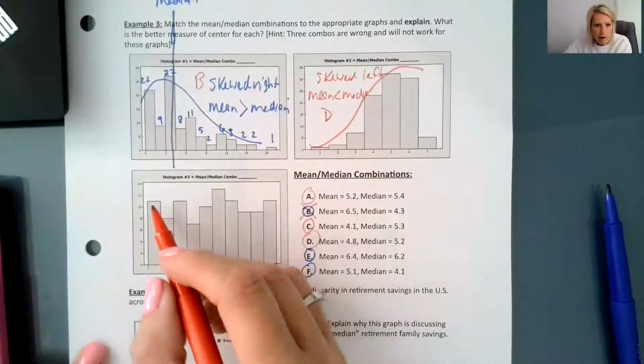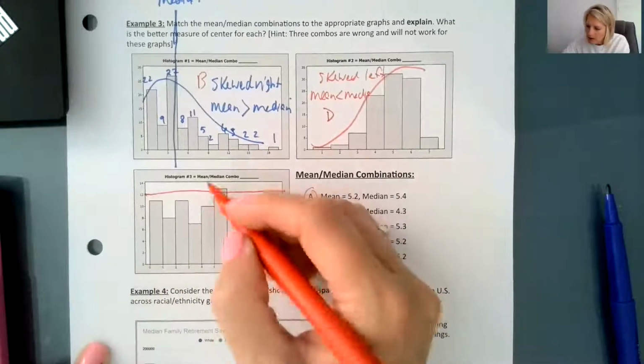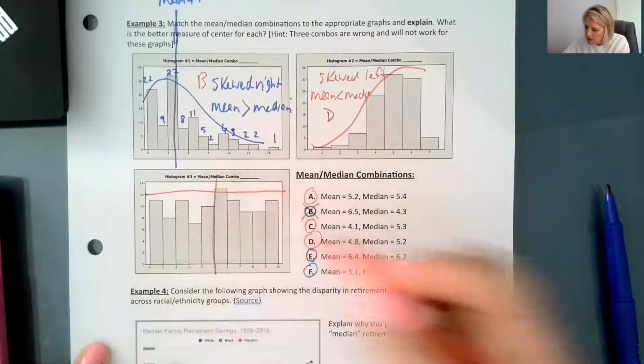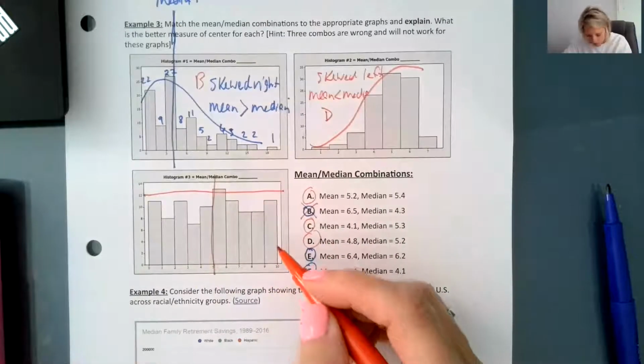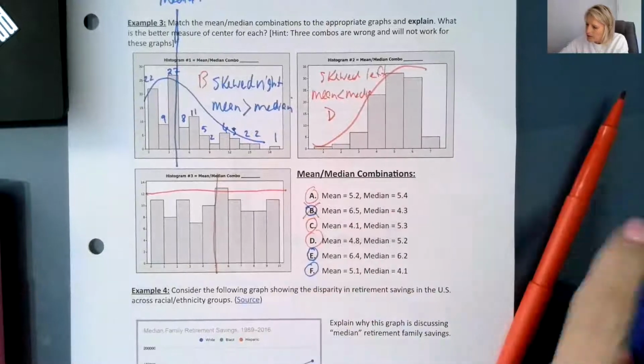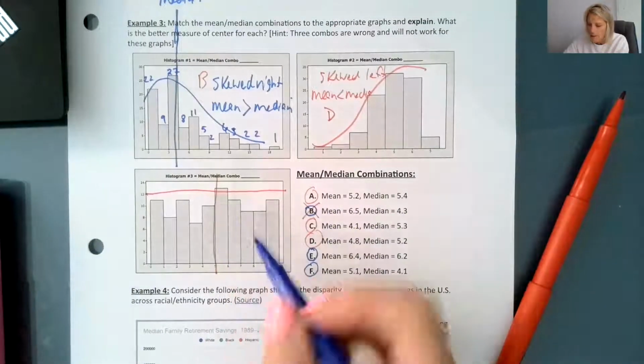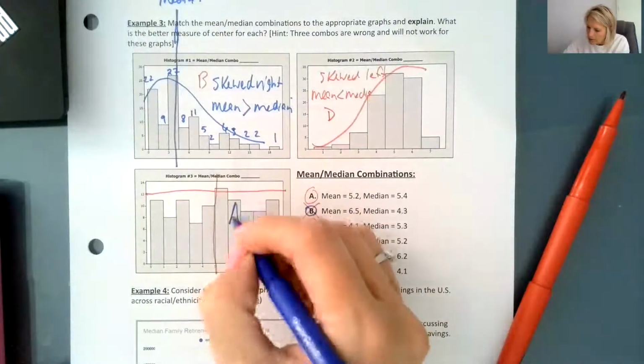Now on this one looks pretty symmetric, right? It's pretty uniform. So we would say the mean on this one would be pretty close to whatever it is. And in this case, I would say that that's A, right around 5. So 5.2 and 5.4. The mean and the median are close together. So this one's going to be A.